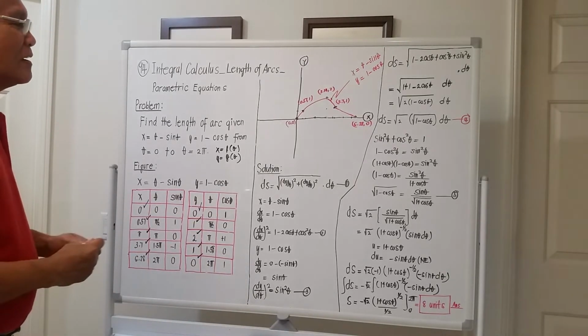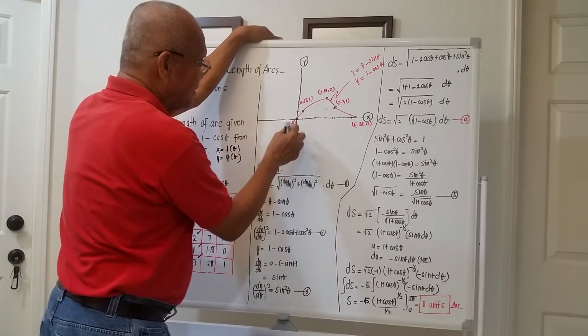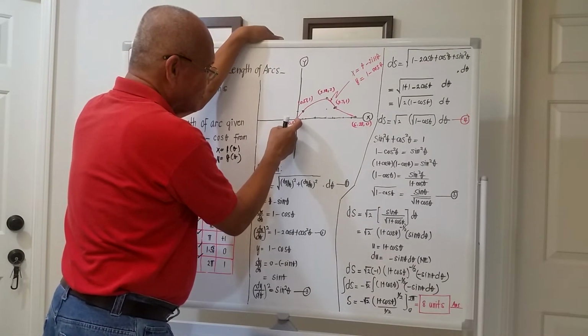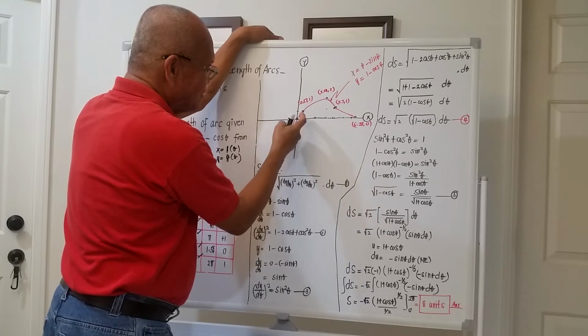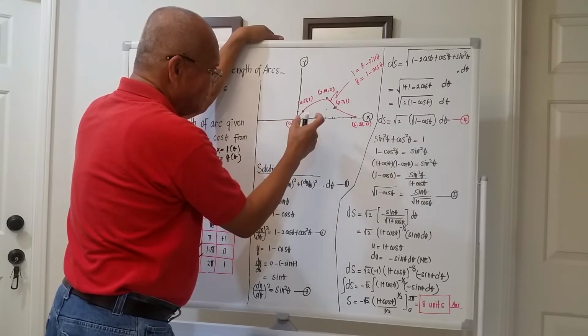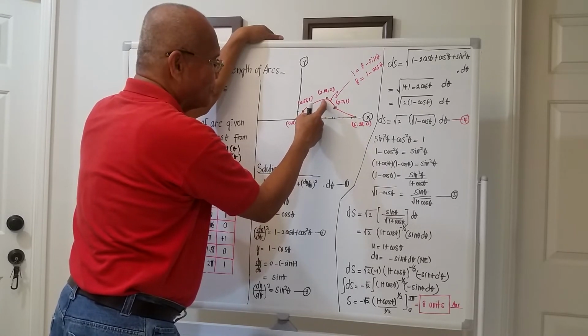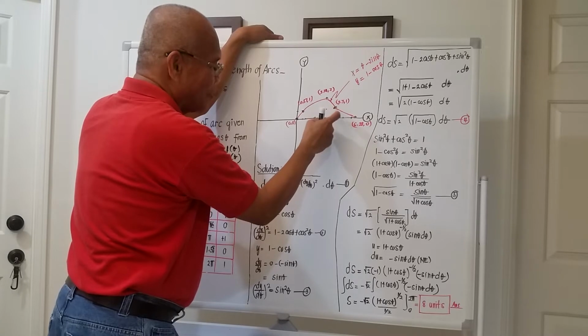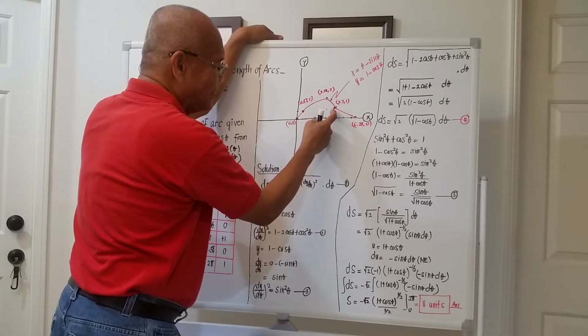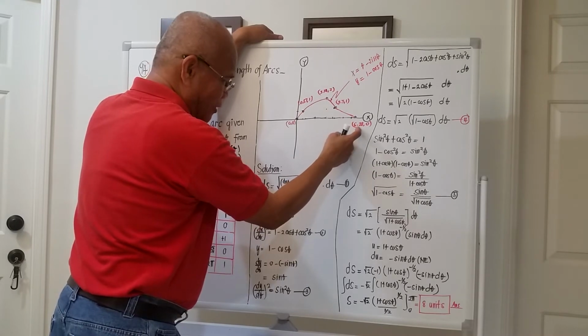Okay? So at 0, the x and y is 0, 0. At 90 degrees, x and y is this one. At 180, the value of x is actually 3.14 and 2. At 270, the value of x and y is 3.7 and 1. And at 360 or 2 pi, it is 6.28 and 0.